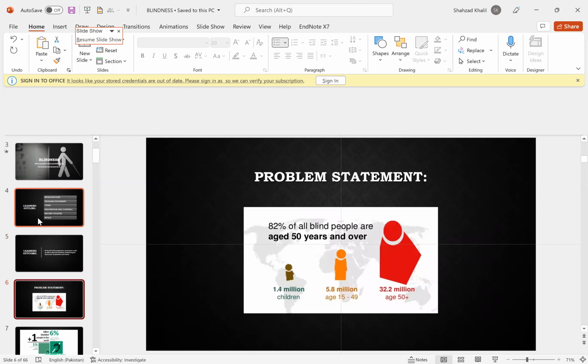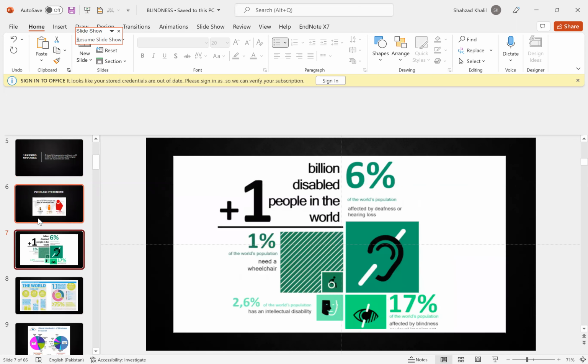Problem statement. 82% of all blind people are aged 50 years and over. 1.4 million are children, 5.8 million aged 15 to 49 are females, and 32.2 million are aged 50 plus. There are over 1 billion disabled people in the world.